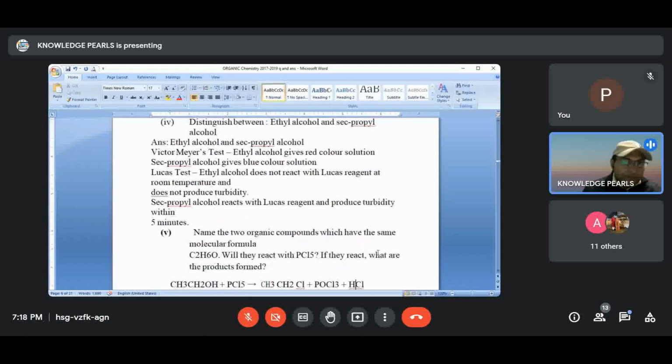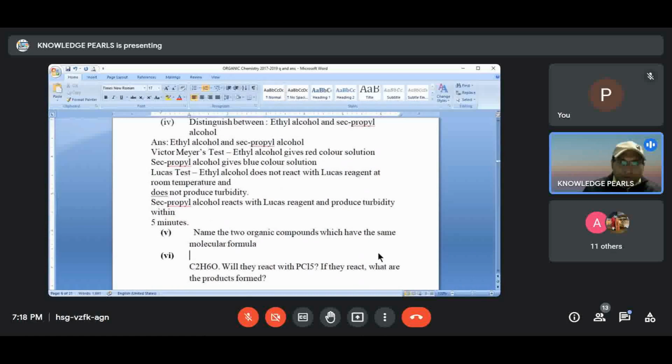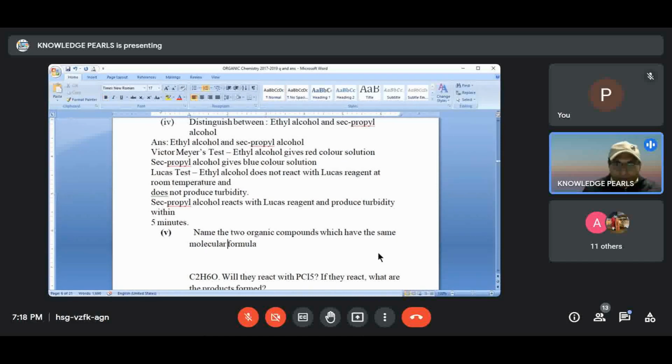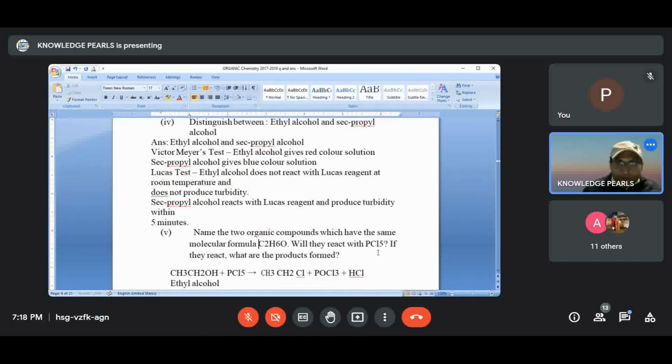Next, name the 2 organic compounds which have the same molecular formula of C2H6O. ये देखो क्वेश्चन आ गया. क्वेश्चन क्या है आपका कि C2H6O, ये अल्कोहल है. C2H5OH हो गया ना. तो अल्कोहल का आइसोमर क्या है? फंक्शनल आइसोमर किसके साथ है? Alcohols are functional isomers with what compound? Can anyone write and speak?